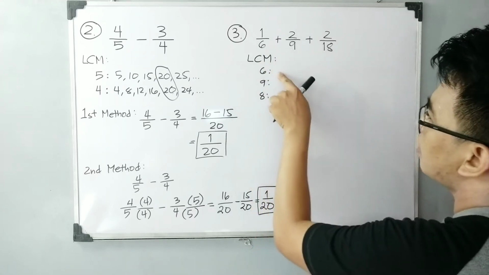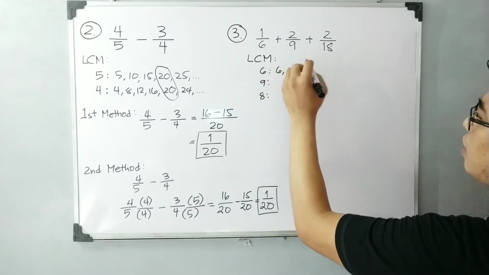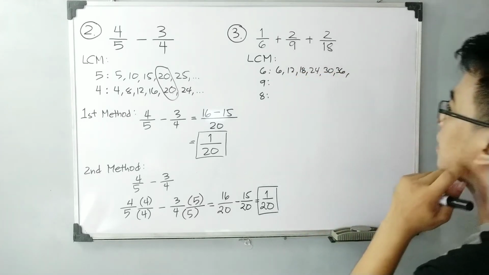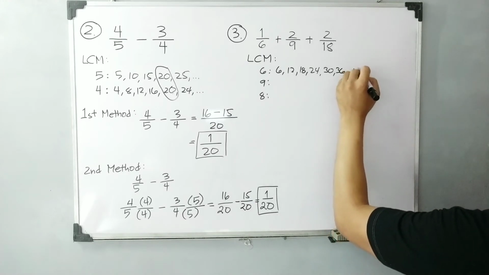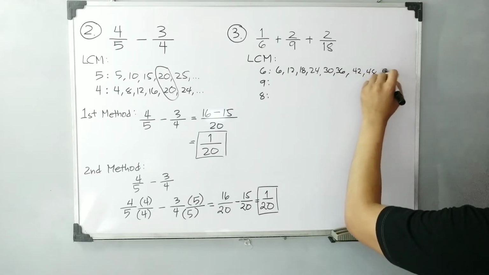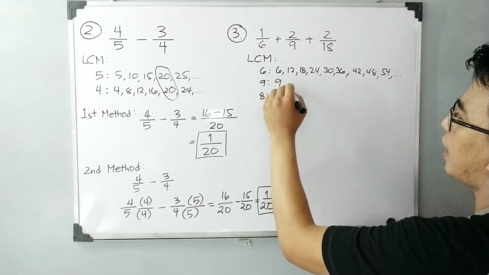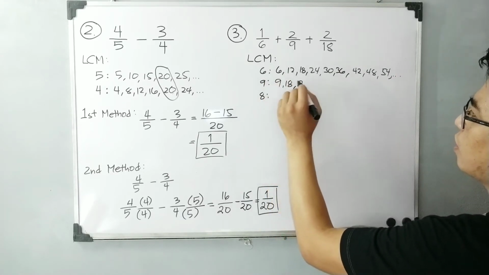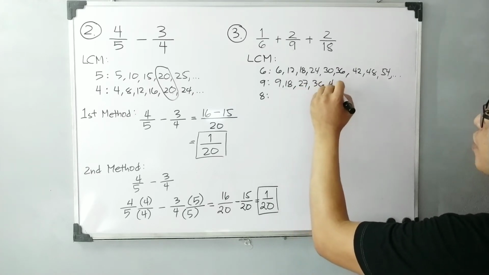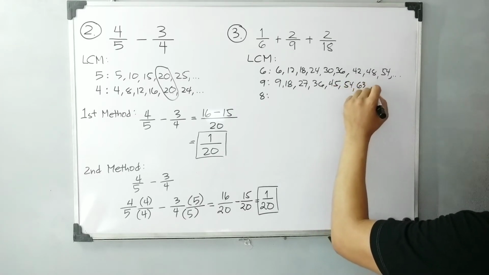So try natin. For 6 naman, we have 6 times, 6, 12, 18, 24, 30, 36, diba? 42, 48, 54, and so on. Diyan muna tayo. For 9 naman, we have 9, 18, 27, 36, 45, 54, 63, and so on.